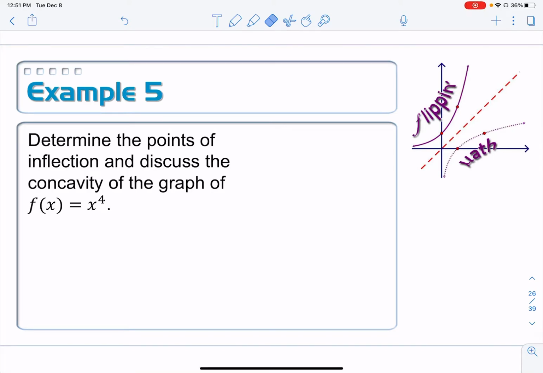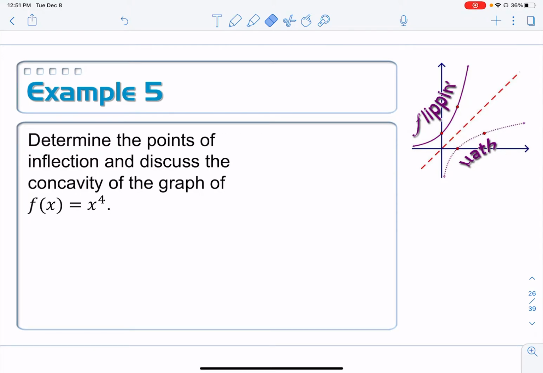Let's determine the points of inflection and discuss the concavity of the graph of f of x equals x to the fourth. What? Why do you start out so complicated and then get so incredibly simple? I don't know. Maybe this is a special case or something. Let's take a look.